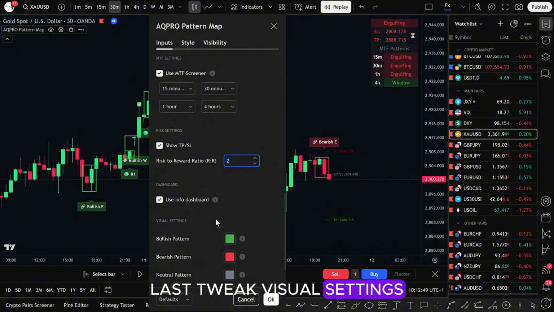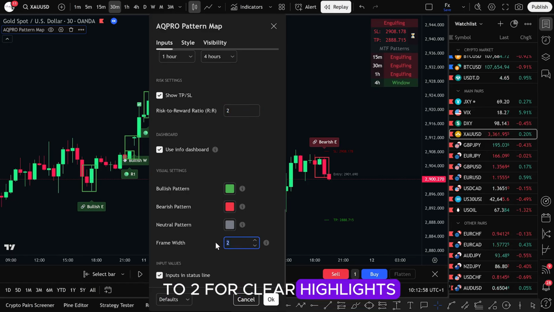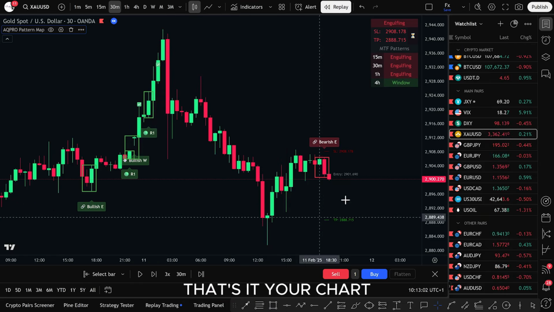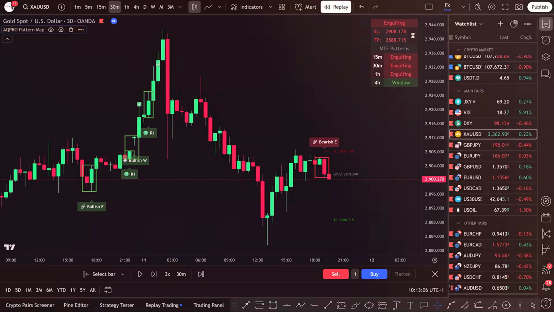Last, tweak visual settings. Choose green for bullish, red for bearish, and gray for neutral. Set the frame width to 2 for clear highlights, or 0 if you want no boxes. That's it. Your chart is now clean, focused, and pattern ready.